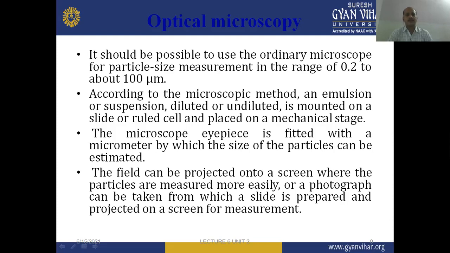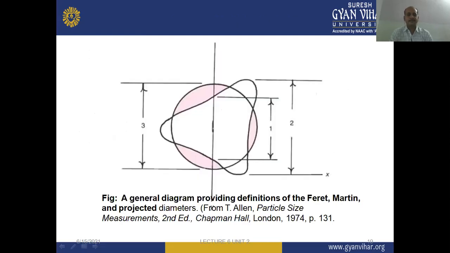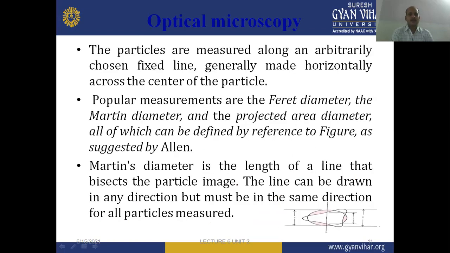So it is easier to determine the particle size, and we can take photographs also, and we can prepare the slide and project it on a screen for measurement. You can see the diagram here, where the different definitions of different diameters, related with optical microscopy under the projection area, are given. So there are three types of diameters. One is the Feret diameter, Martin diameter. So now let us see one by one.